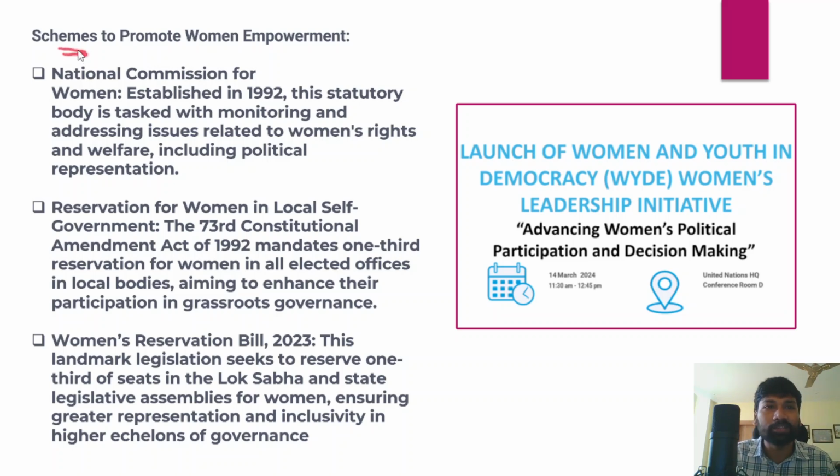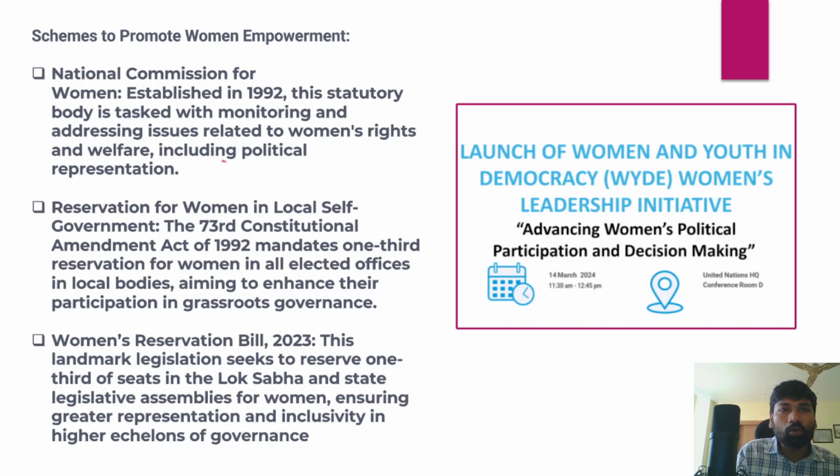However, there are certain schemes to promote women's empowerment or women's participation in the electoral process. So first and foremost, we need to talk about the National Commission for Women. It was established in 1992. This is a statutory body established to protect women's interests, right? This statutory body has the responsibility of monitoring and at the same time addressing the issues related to women's rights and women's welfare, and it even recommends policy matters to the central government when it concerns women.